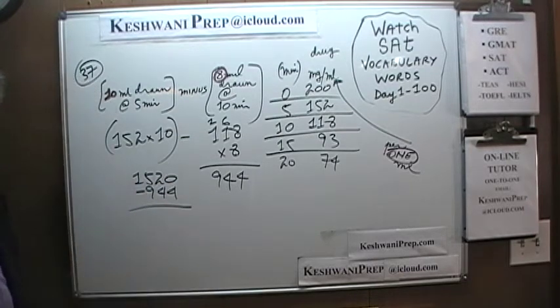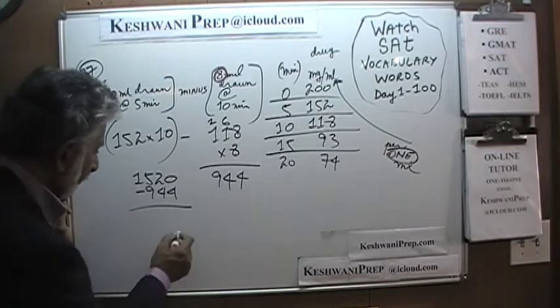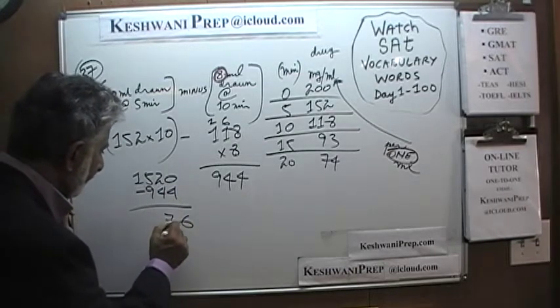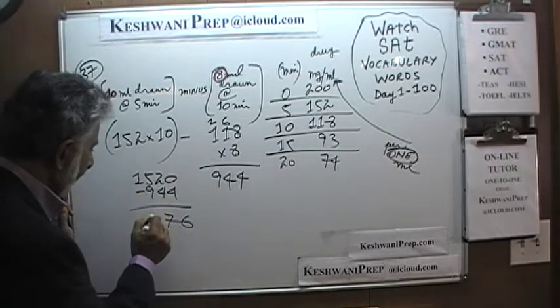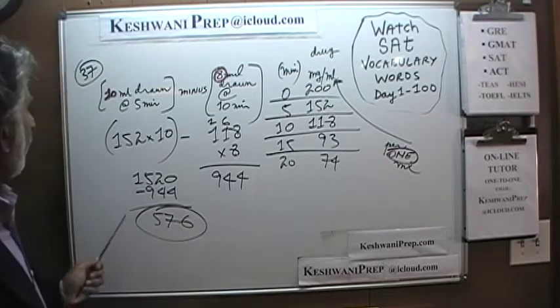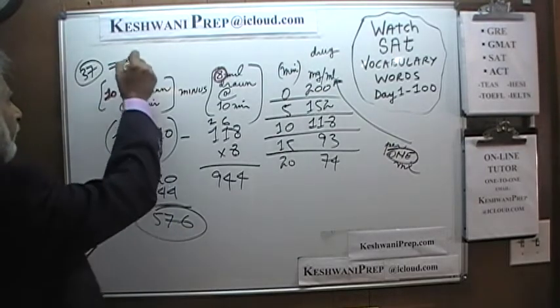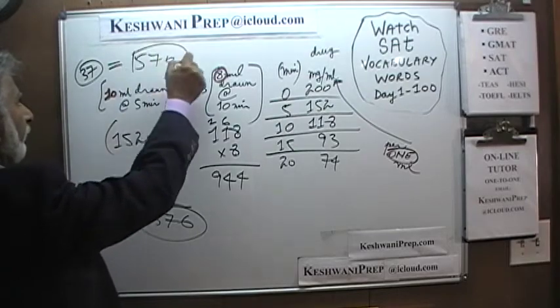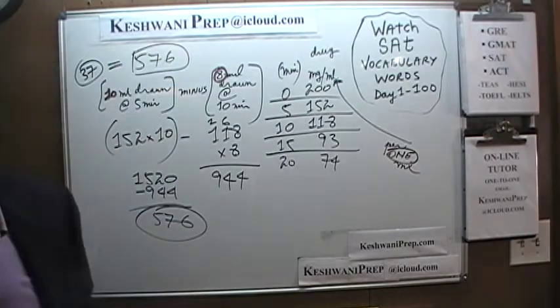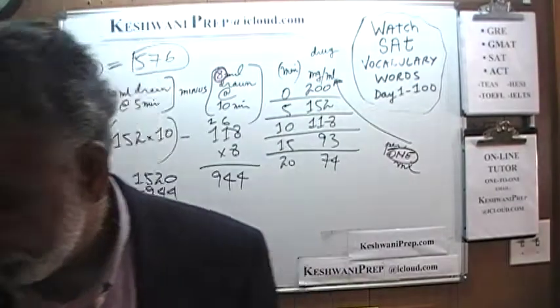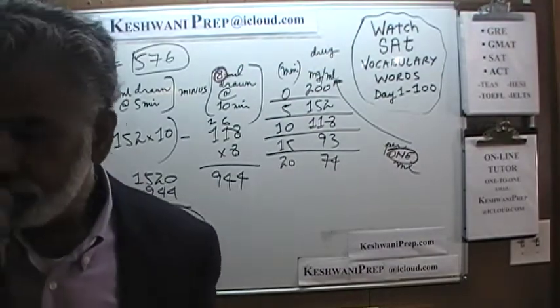And whatever that happens to be, that's our answer. So this is going to be 6. 11 minus 4 is 7. And 14 minus 9 is going to be 5. There you go. The answer to this problem is 576. And that's all there is. Let's do the next one, shall we?